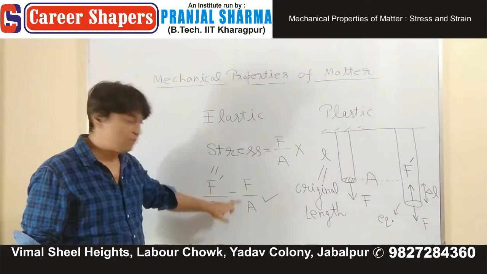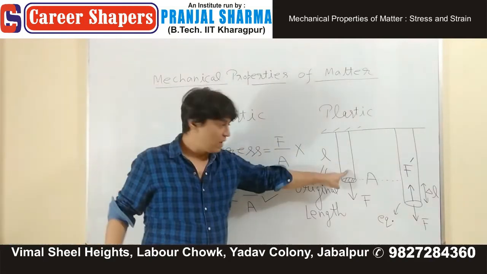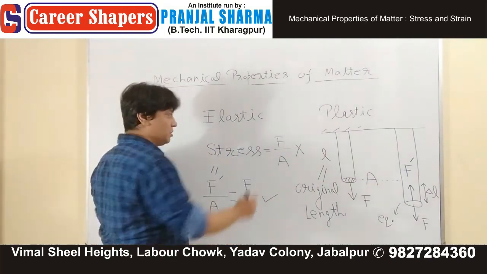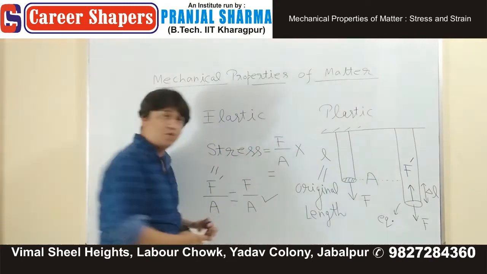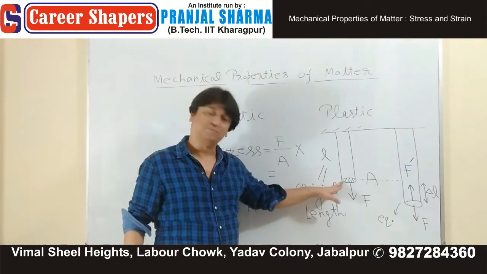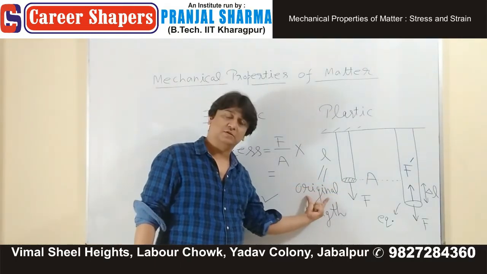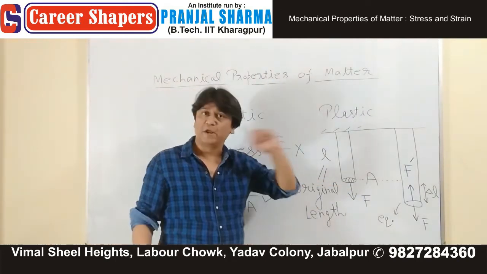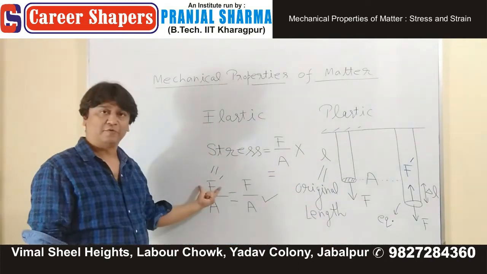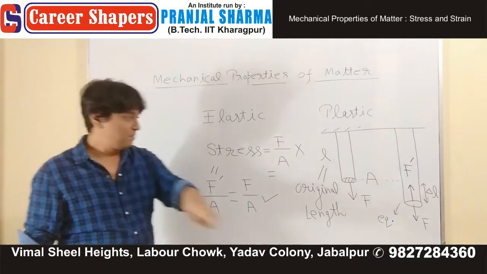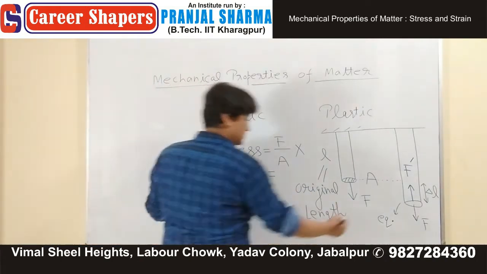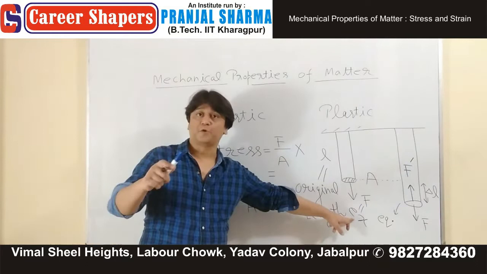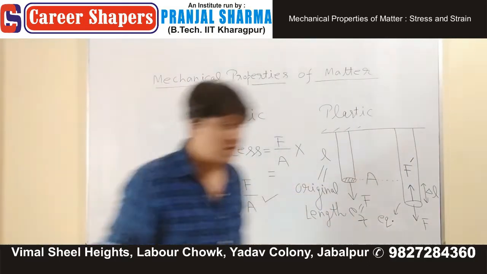This F dash is equal to F upon A, but in this wire, right at this moment, stress is not F upon A. Now let me ask you, how many of you will give me the correct value of stress in this wire right at this moment? Is there anyone who can tell me what is the stress in the wire at the very beginning? And the way stress is defined is restoring force divided by A. And remember, this F is an external force which is producing these deformations. So is there anyone who has answered correctly?